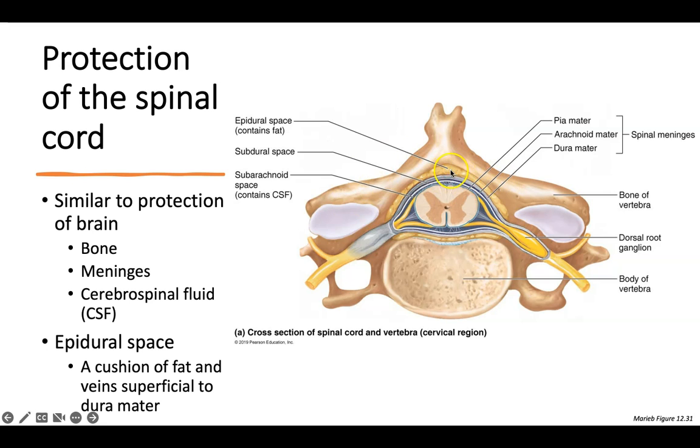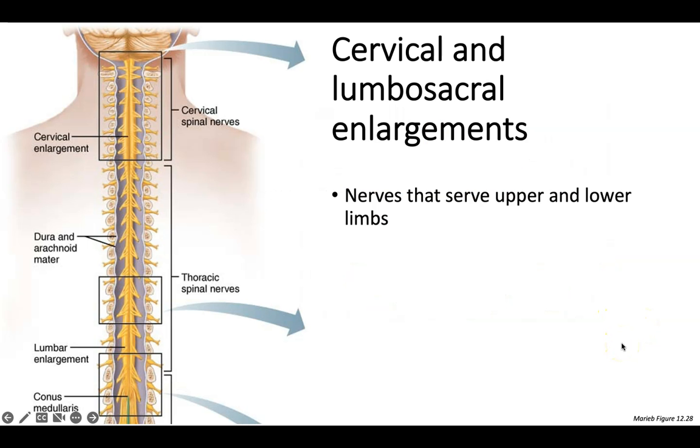And you can see here in this illustration this additional measure, which is this layer of fatty tissue called the epidural space. So this is a space in between the dura mater and the vertebrae. And it's, again, filled with a cushion of fat and veins. And so this would be where, when you hear of someone getting an epidural to numb, say, the lower half of the body during childbirth, for instance, that is being injected into this epidural space. So it's another protective mechanism, this fatty pad, to protect the spinal cord.